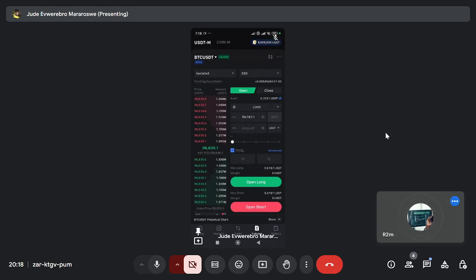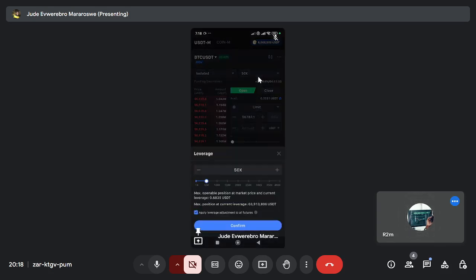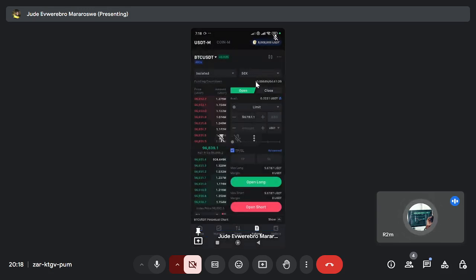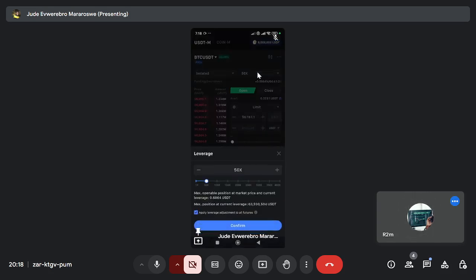Now, on the top right corner, you will see something like 50x. You see something like 50x on the top right corner. Yes, sir. Good. So that is what is called leverage. This leverage is variable in the sense that it can change. You can reduce it, you can increase it. What is the function of this leverage?